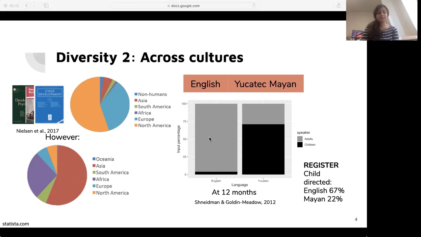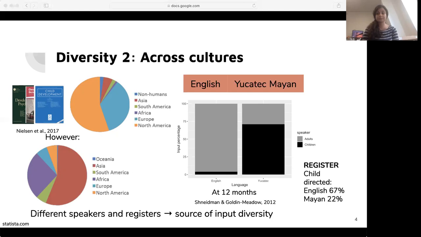So although in Chicago English, the adults are the main and most important speakers to the child, in Yucatec, the heard input is mostly coming from other children. Another important piece of information is that in Yucatec, most of this input is not even directed to the child, but it's mostly overheard speech. This changes the register, the type of the speech. Thus, we can say that different speakers and registers are also a source of input diversity.